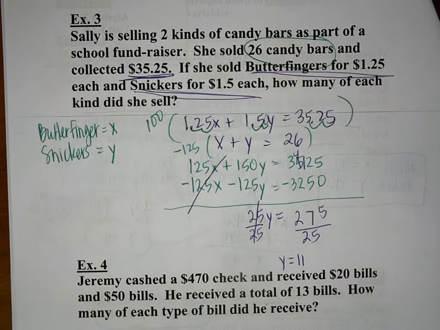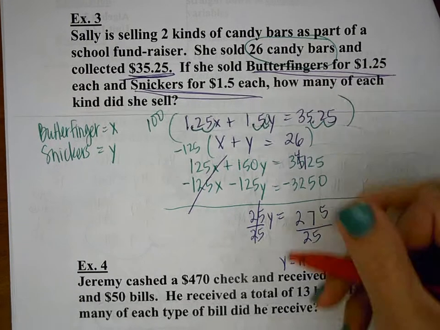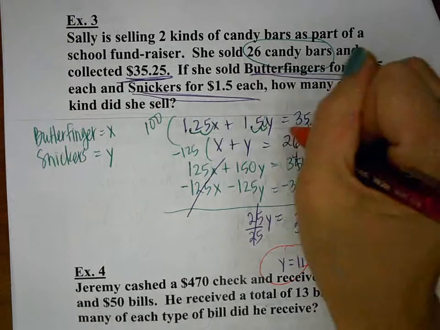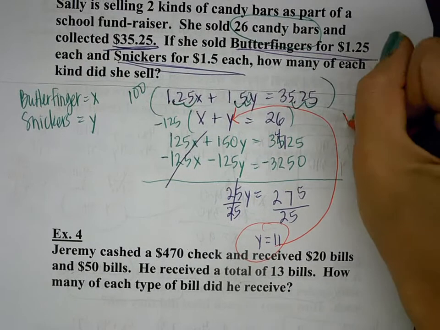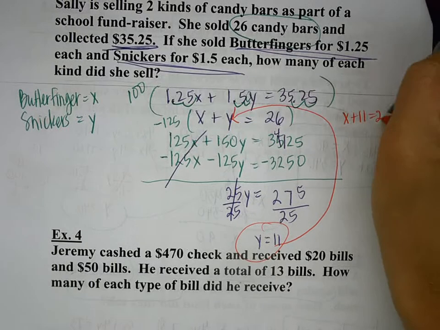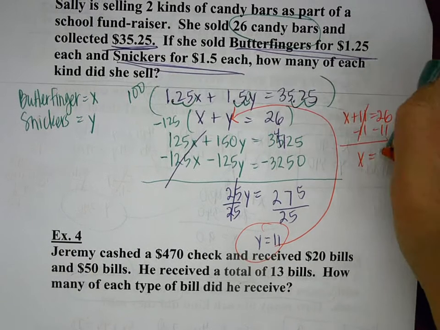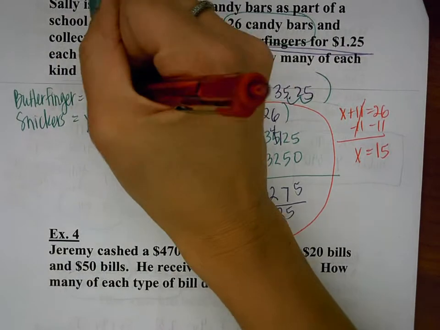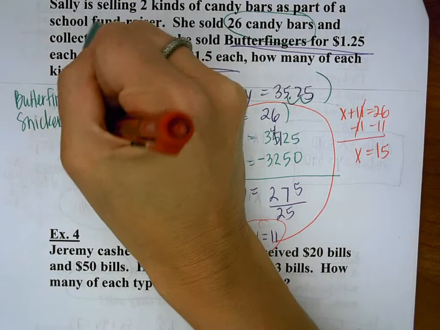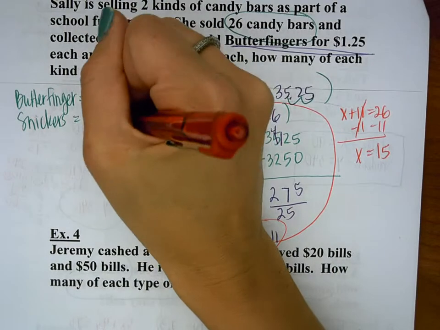So then we take that and plug it in for y right there. So we have x plus 11 equals 26. Subtract 11, and we have x equals 15. So that means that Butterfingers are 15 and Snickers are 11.